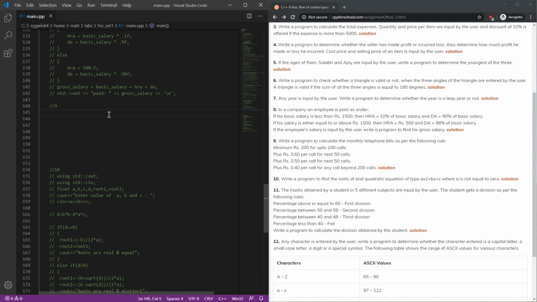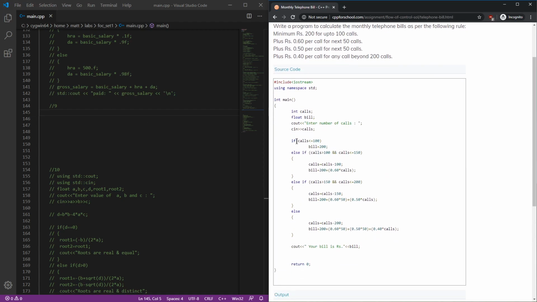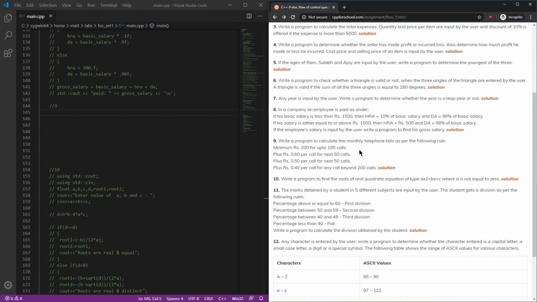Minimum 200 for up to 100 calls. Minimum Rs 200 for up to 100 calls. Just trying to think of a way to word this that actually makes sense, but I'm not sure I understand it. Well, I think what they mean is if you have less than 100 calls, your bill's 200. Okay. How would I ever get that out of the way they worded this?